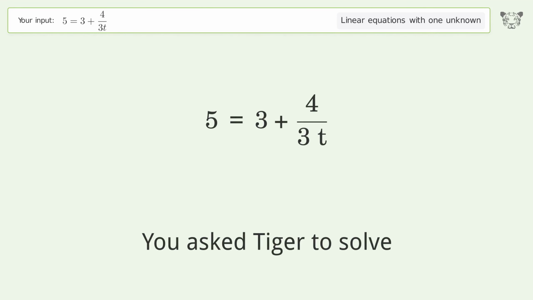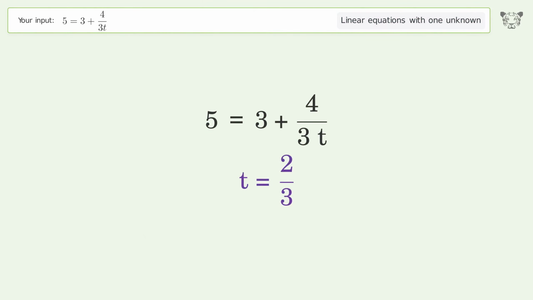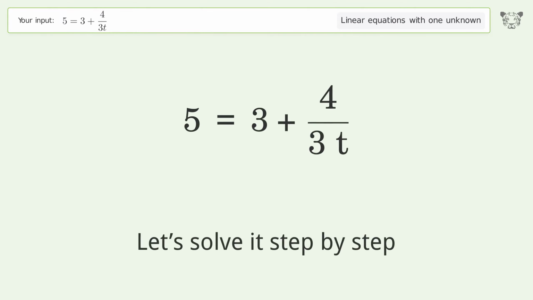You ask Tiger to solve. This deals with linear equations with one unknown. The final result is t equals 2 over 3. Let's solve it step by step.